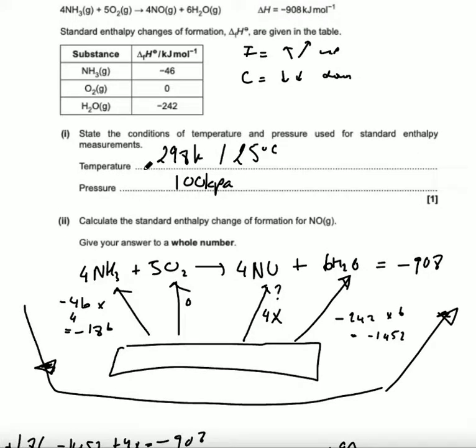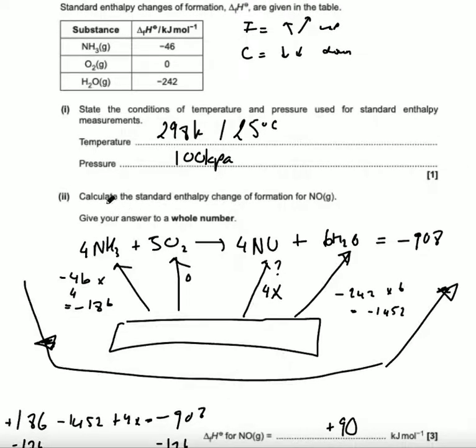Right, so this is just something you have to learn. So temperature is 298 kelvins or 25 degrees Celsius, and the pressure is always 100 kilopascals. Calculate the standard enthalpy change of formation for nitric oxide. Give your answer to a whole number.